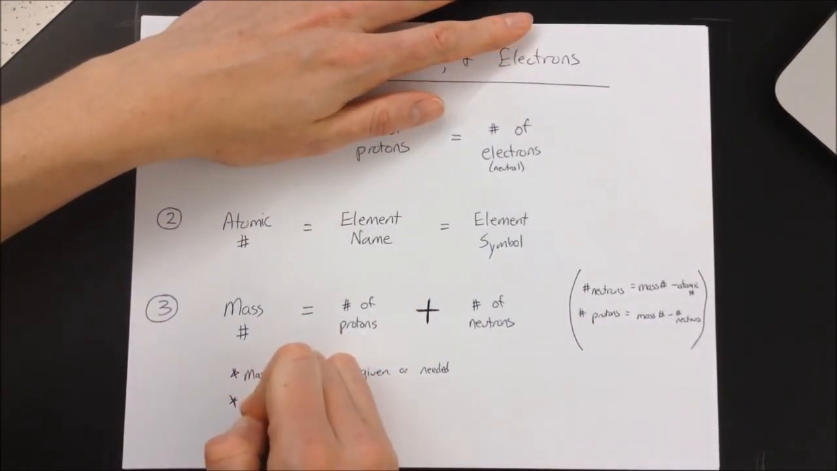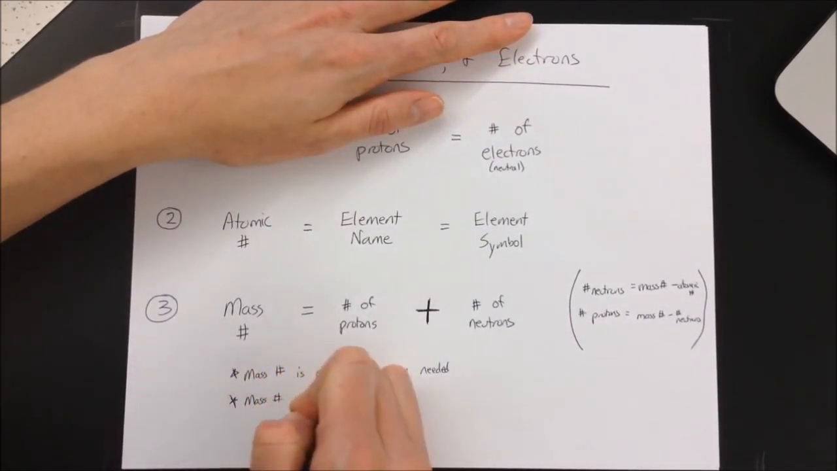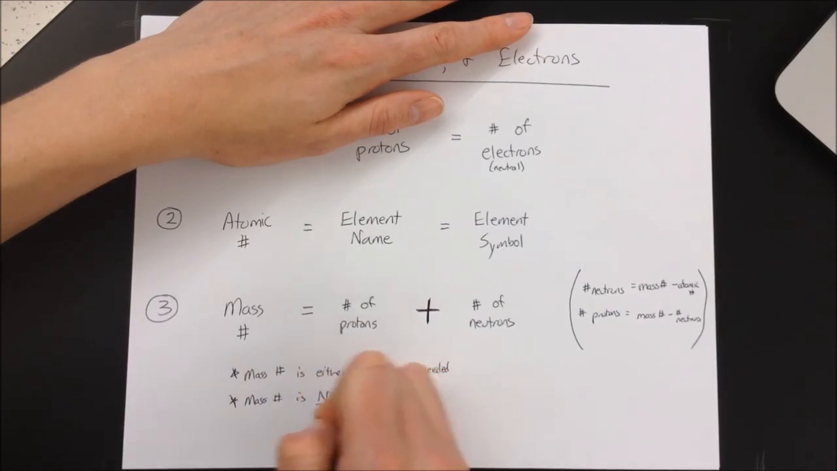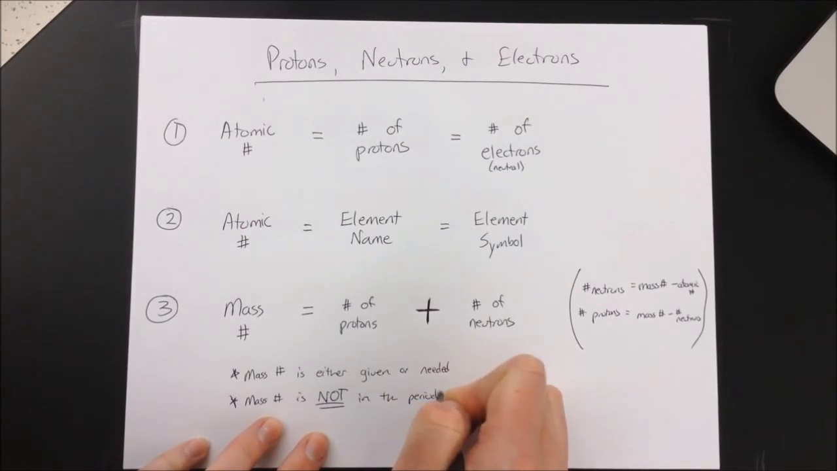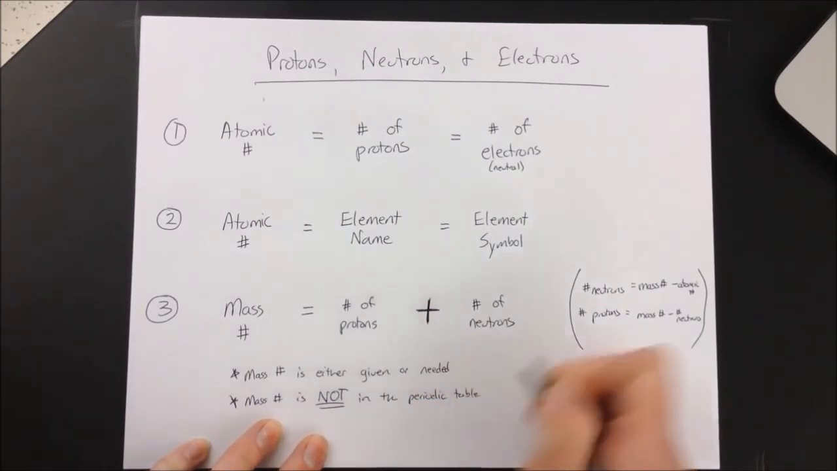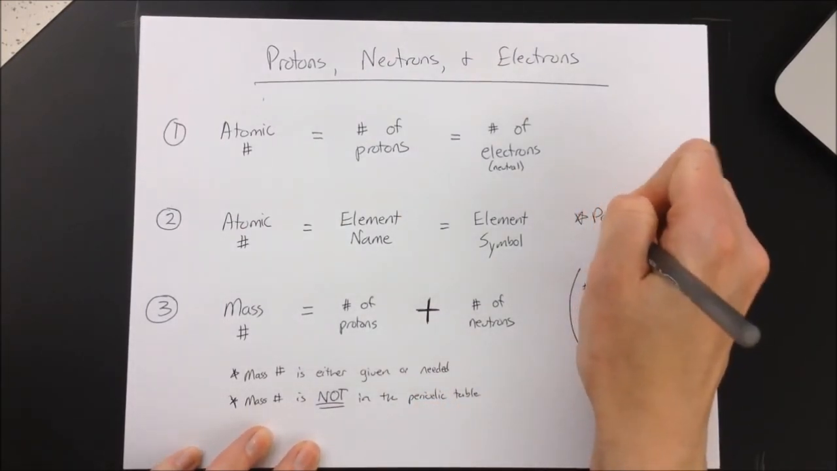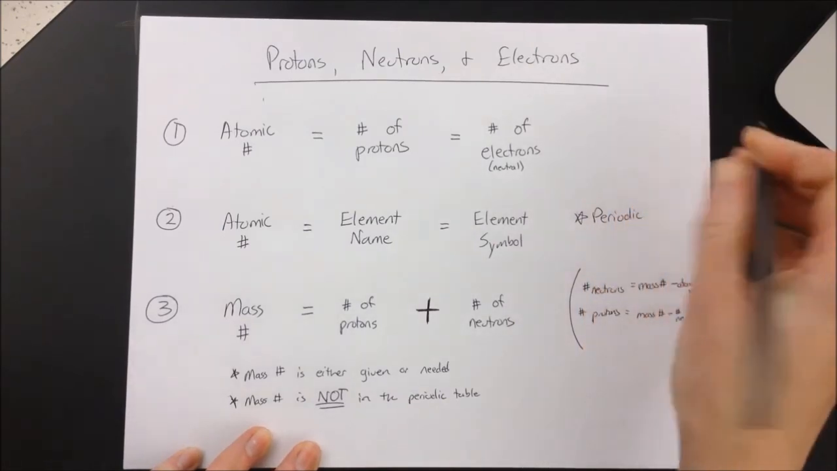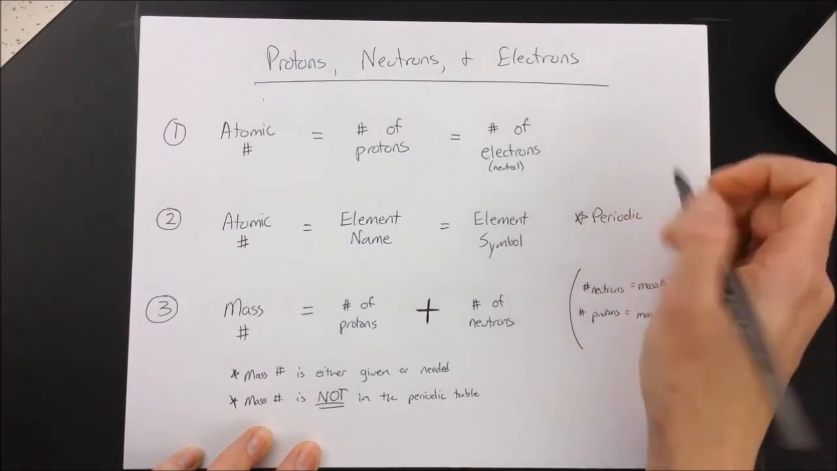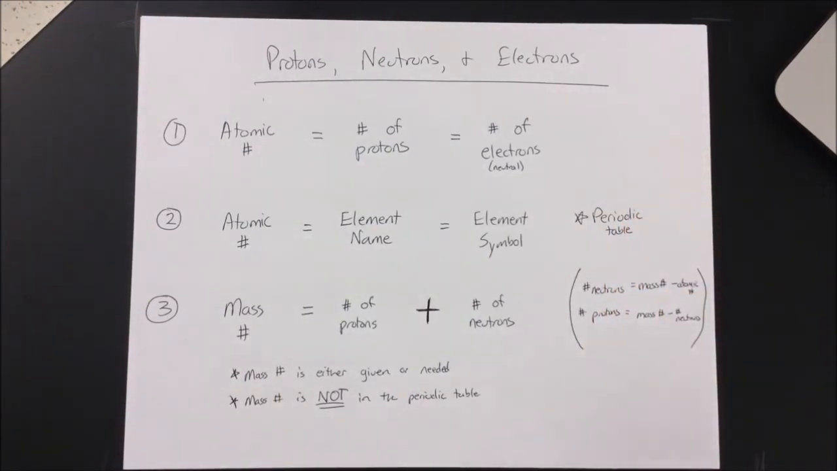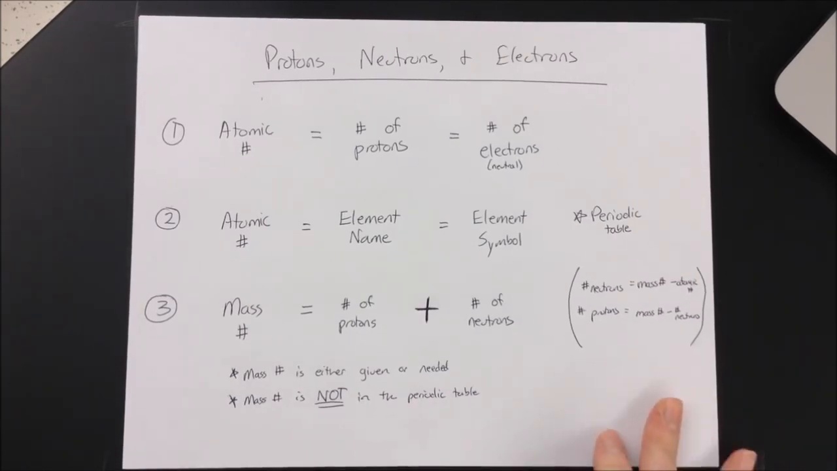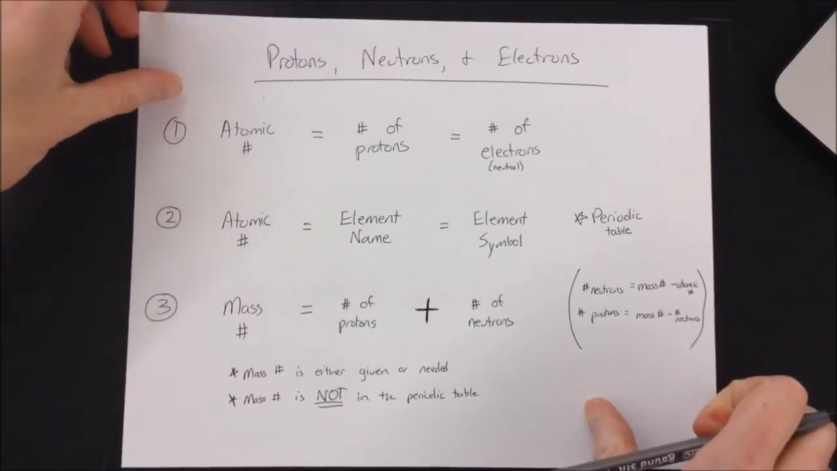The last thing that we have to say is that the mass number is not in the periodic table. You can use the periodic table here to get from the mass or the atomic number to the element name or the symbol, but you cannot use the periodic table to get the mass number. It's not in there. Remember, that's the average atomic mass, which is not the same as the mass number, so don't use that one. So make yourself a copy of this.